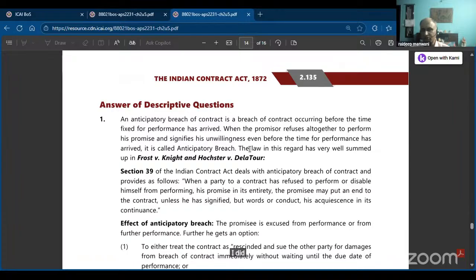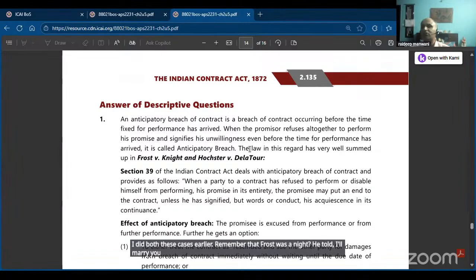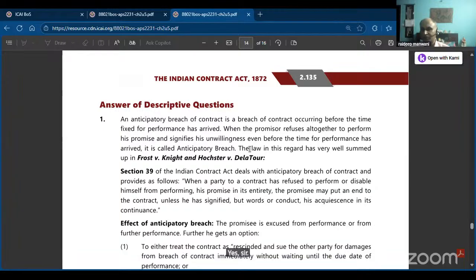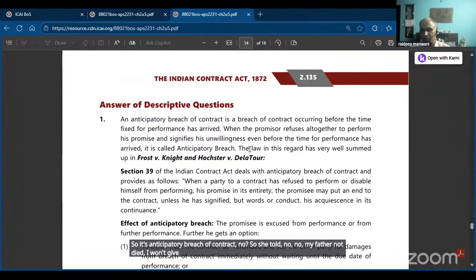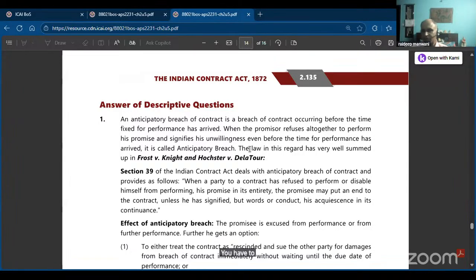I did both these cases earlier. Remember that Frost versus Knight? He told her, I'll marry you when my father dies. Correct or no? And then, before his father died itself, he married another girl. That is anticipatory breach of contract. He argued, no, my father has not died, so I won't give her compensation. But the court held that you have to give her compensation, because impliedly you have indicated that you are not marrying her.